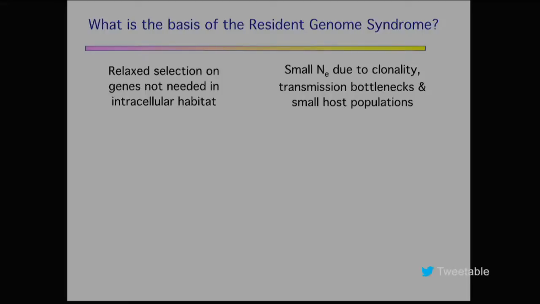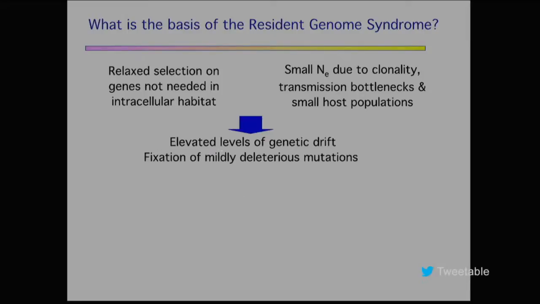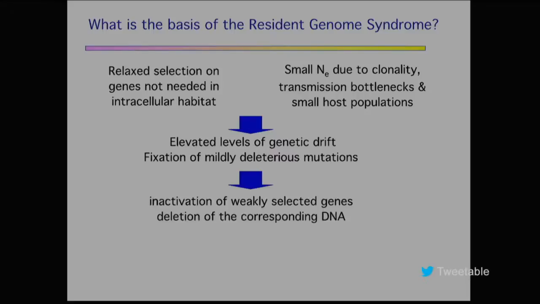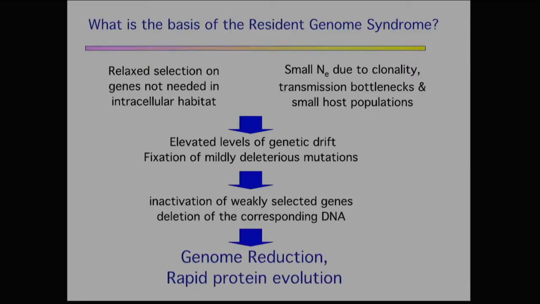And then a major thing is that they're clonal. Especially these maternally transmitted ones, they're strictly clonal. They have the same population genetics really as mitochondria or plastids. So you get increased levels of genetic drift, fixation of deleterious mutations. Some of these are inactivation events that kill weakly beneficial genes, and then that DNA is deleted, and this results in genome reduction. Some of these mutations will simply result in a change of amino acid that makes the protein less stable, maybe less efficient, and there'll be a buildup of those too, because those also will get fixed more often.